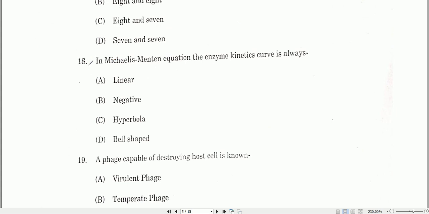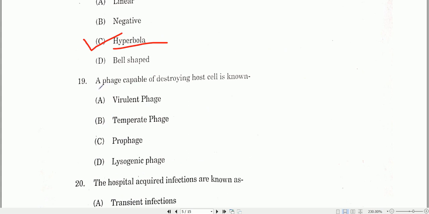Coming to question number 18. In the Michaelis-Menten equation, the enzyme kinetic curve is always a hyperbola. So option C will be the correct one. Coming to question number 19. A phage capable of destroying the host cell is known as your virulent phage. So option A will be the correct one.